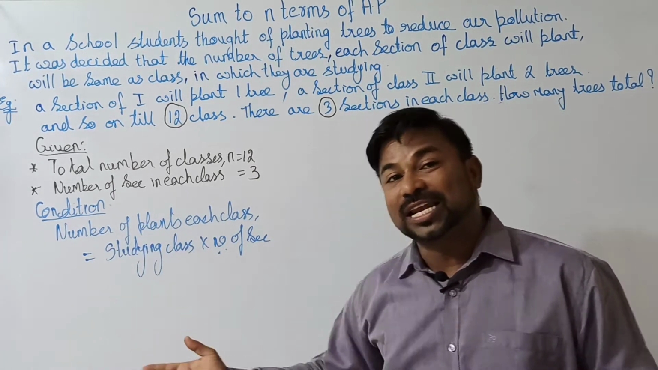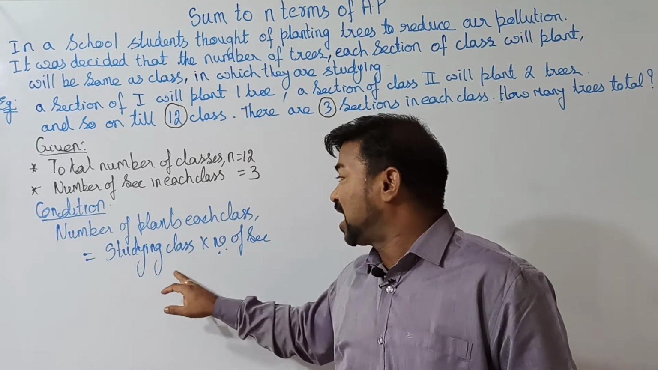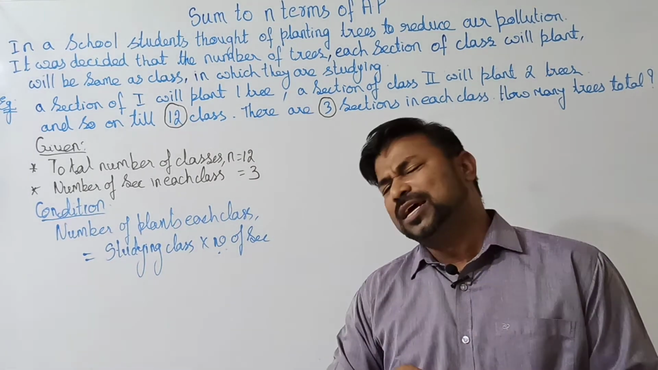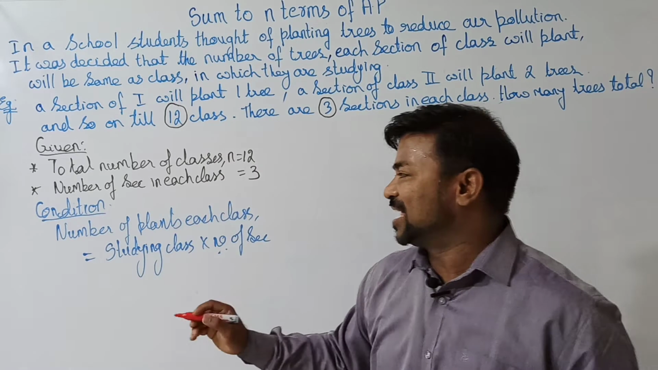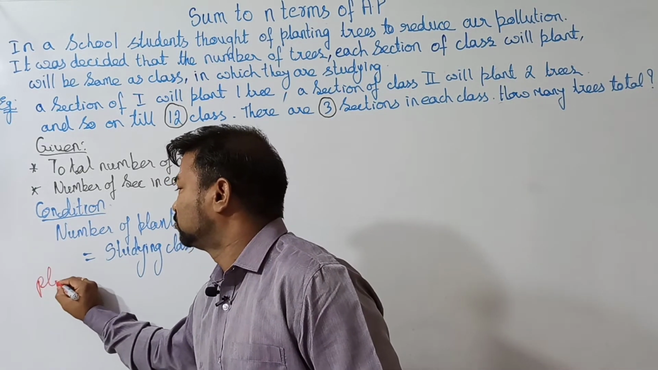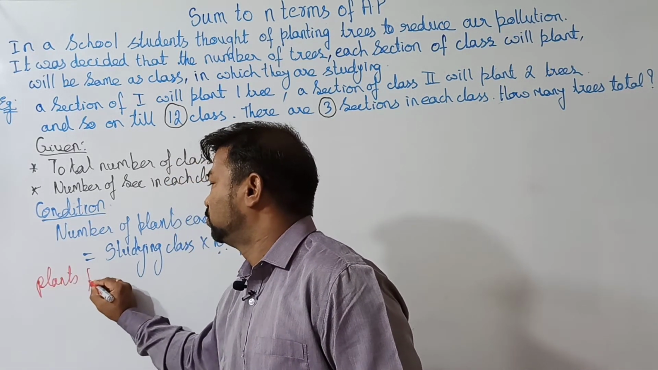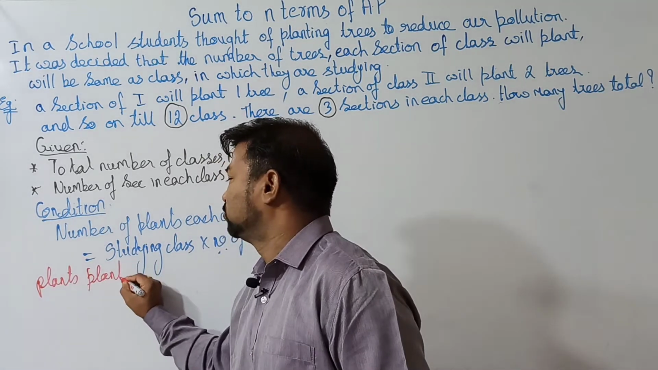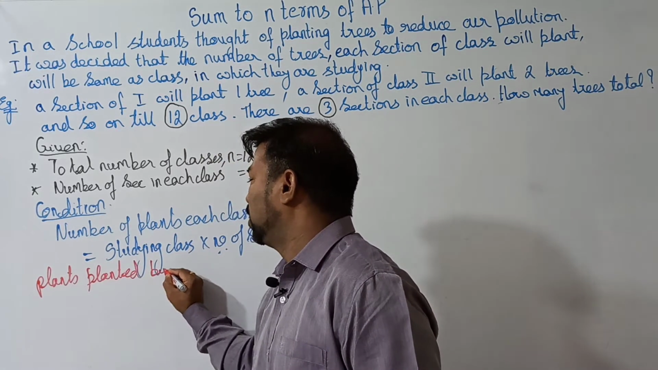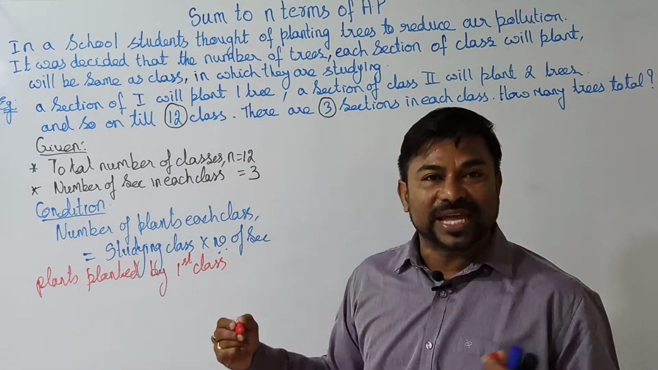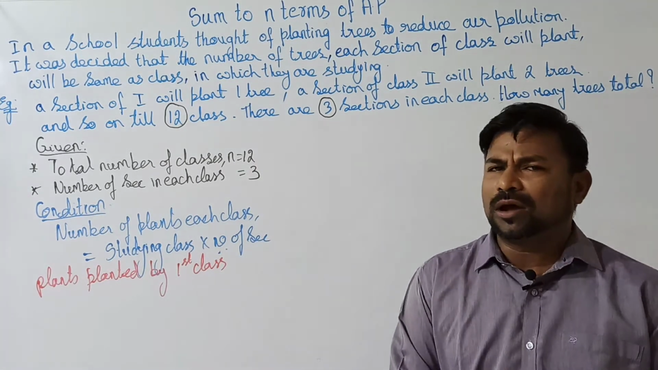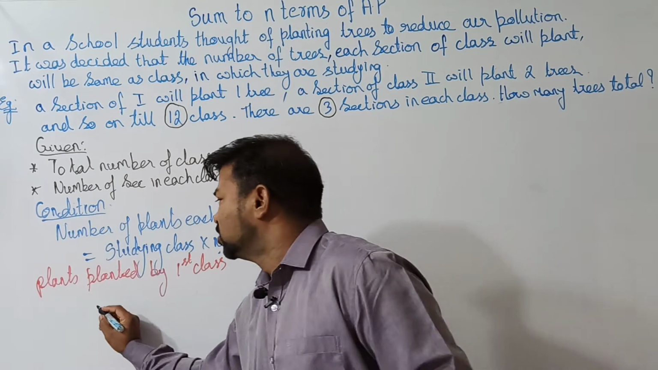What is the condition they laid by themselves? Studying class into number of sections. Now let us see how many plants will be planted by the first class. According to the condition they have given by themselves, how many plants are they planting? So let's see that one.